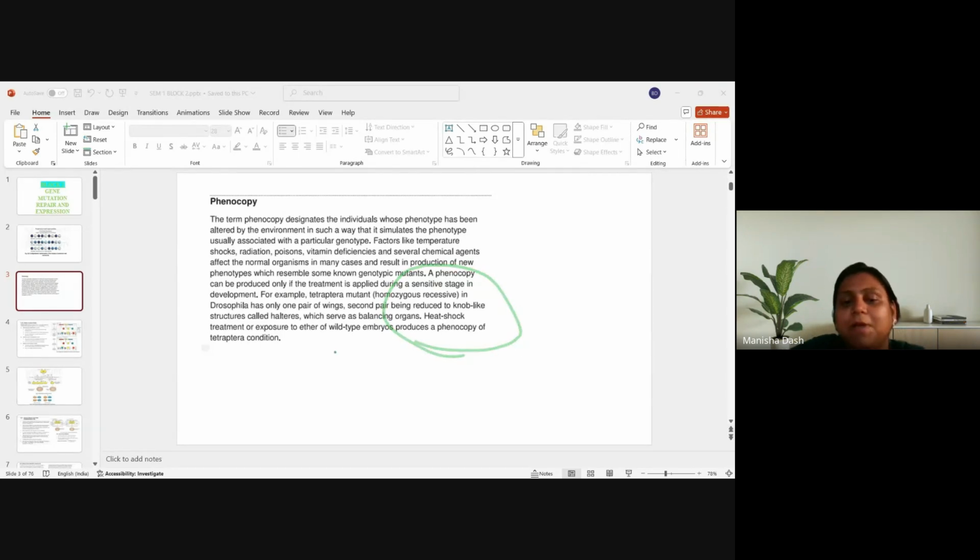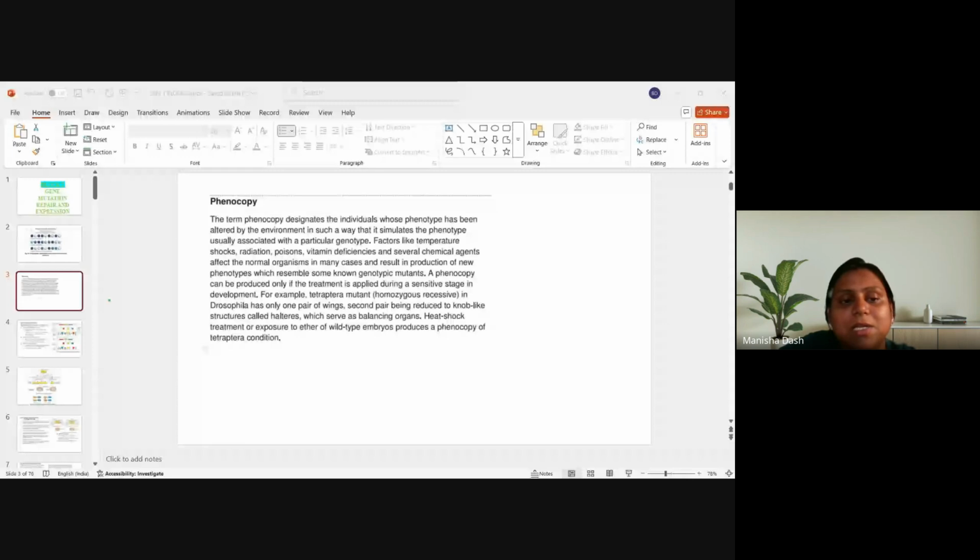So phenocopy, simply, you can say, is copying the phenotype of a genotype. If there is an actual mutant, the mutant will express a kind of phenotype. For example, if a fruit fly has a mutant gene, then it will have this kind of tetraptera condition. But sometimes a wild type fly with a normal gene, if it is subjected to a different type of environmental condition or to a high temperature condition, then instead of having a normal phenotype, the phenotype will be like that of a mutant phenotype.